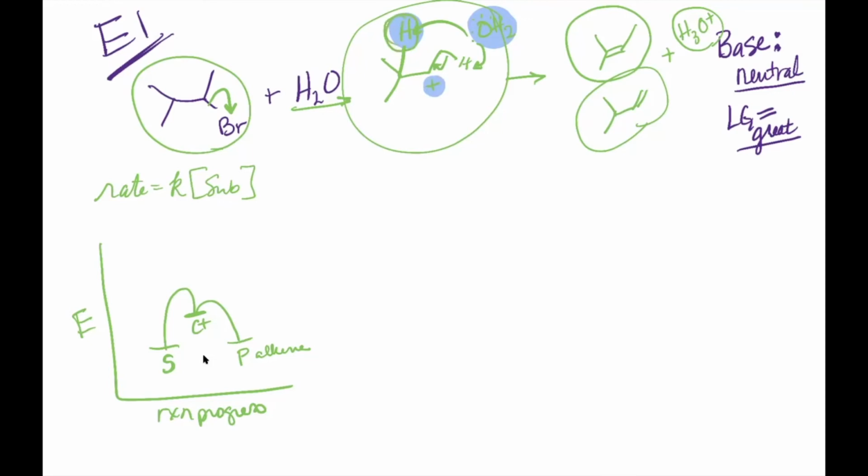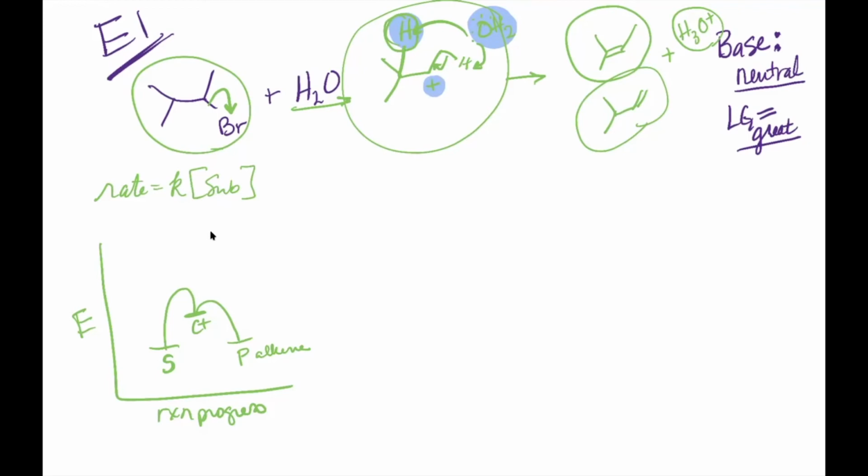But we do get some of this product as well. So with E1, we're almost always going to get a mixture of products. And if we looked at the rate expression for this reaction, we have the rate equals some rate constant times the concentration of the substrate. This is elimination unimolecular. Only the substrate is involved in the rate limiting step.